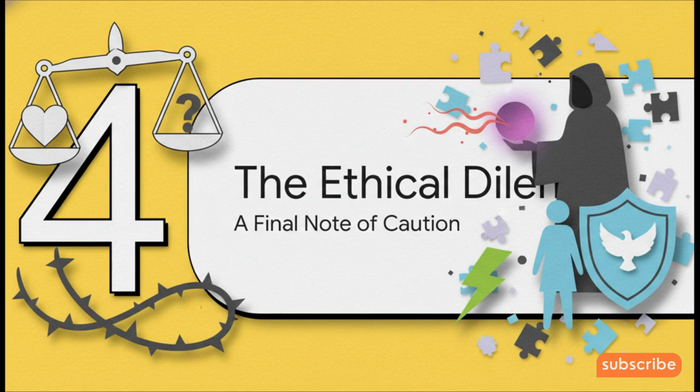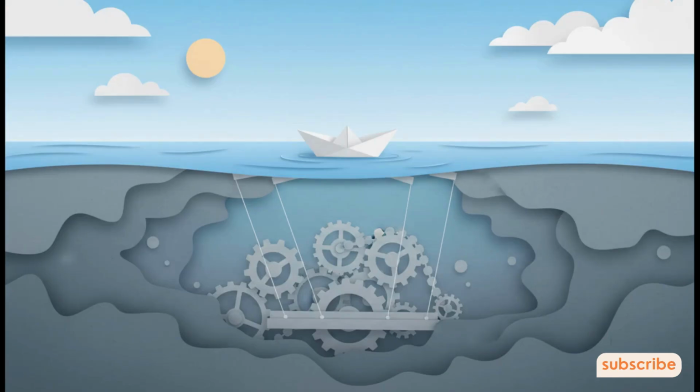What do we do with this knowledge? The source is really clear on this point. These strategies live in a moral gray area. They're designed to be subtle, to fly under the radar, and that is exactly what makes them so potentially deceptive.